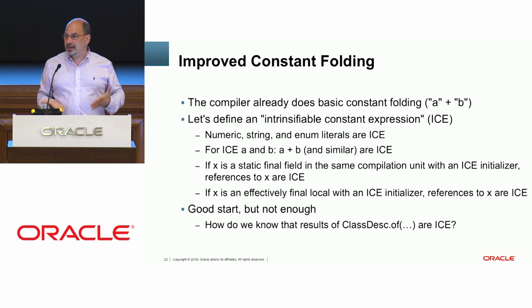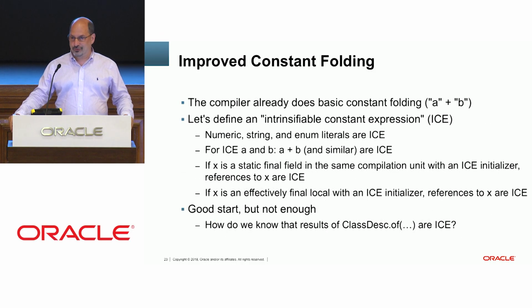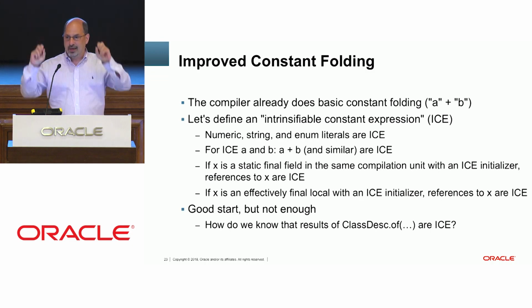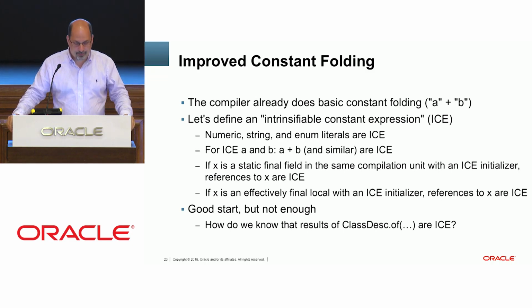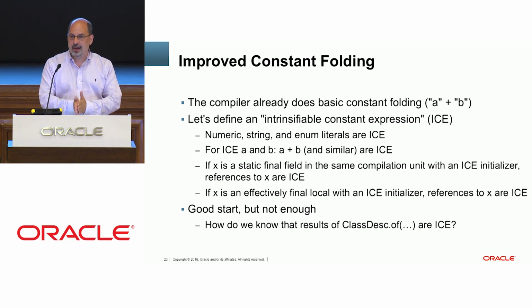Now, the compiler already does some rudimentary compile time constant folding. If you say A plus B, the compiler will squash them into the string AB. So let's build on this, and we'll define what we call an intrinsifiable constant expression. And we teach the compiler to have this more sophisticated notion of constant expression. And we define this by induction, and it's really obvious what we're going to do. So all of the existing literal types, like numeric literals and string literals and enum literals, well, those are going to be intrinsifiable constants. And then things that add together to intrinsifiable constants should be an intrinsifiable constant.